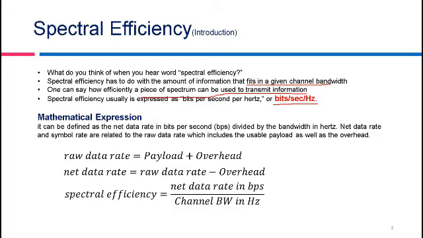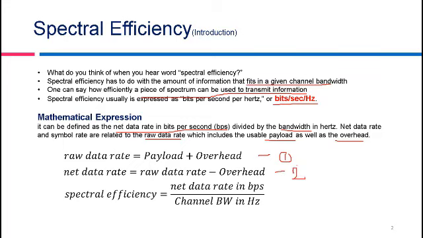Here we have noted a mathematical expression for spectral efficiency. Spectral efficiency can be defined as the net data rate in bits per second divided by bandwidth in hertz. The net data rate is related to the raw data rate, which includes the usable bits as well as the overhead. Using this mathematical expression, we can come up with three equations.